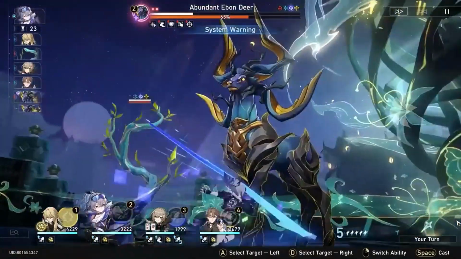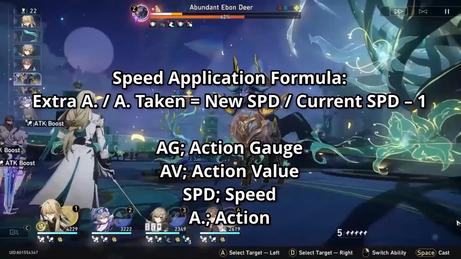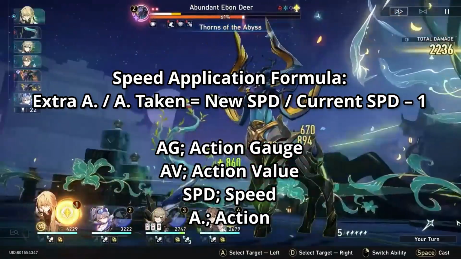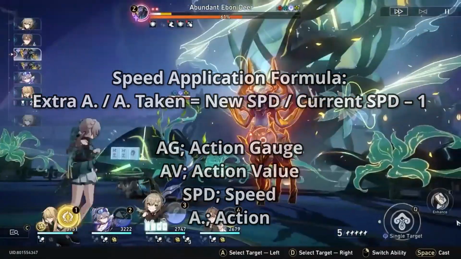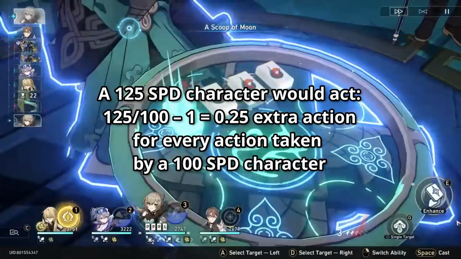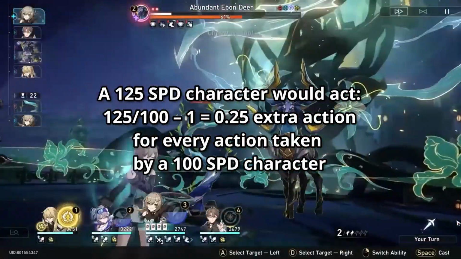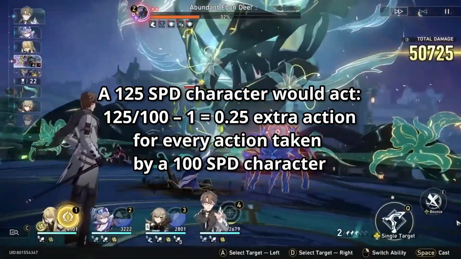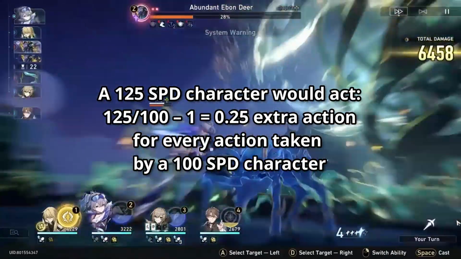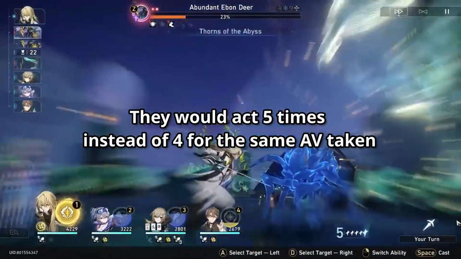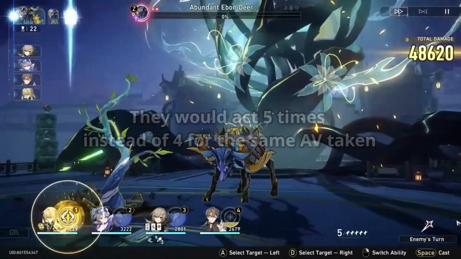The equation to visualize how many actions speed actually gives is: extra action divided by action taken equals new speed divided by current speed, minus 1. Example: a 125 speed character would act 125 divided by 100 minus 1 equals 0.25 extra action for every action taken by a 100 speed character. And they would act 5 times instead of 4 times for the same AV taken.